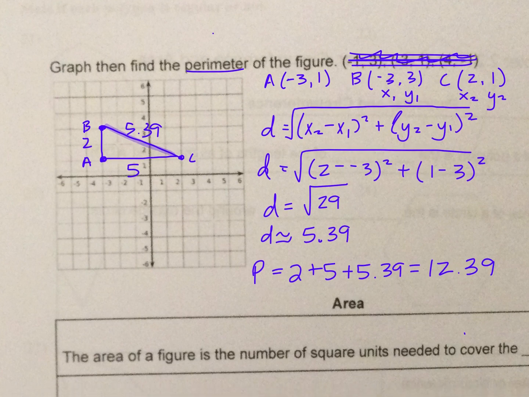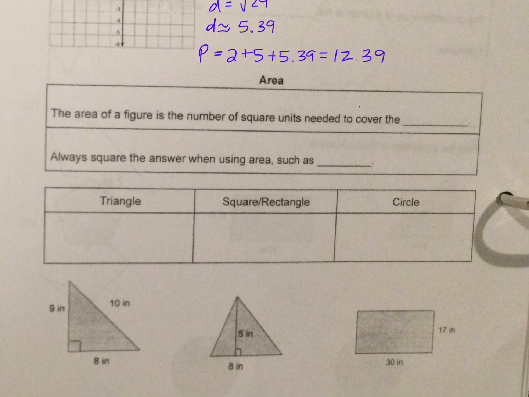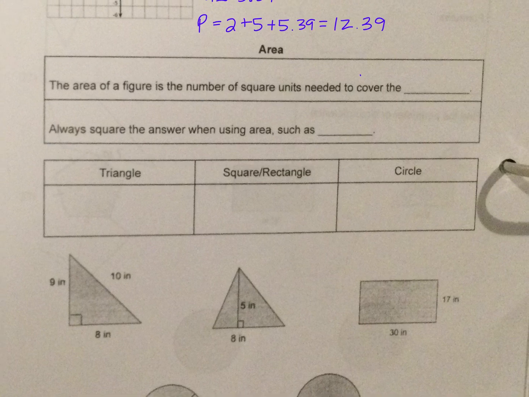Now we're going to switch gears. We have been talking about perimeter and circumference, and that is the outside border of a shape. Now we're going to talk about area. The area of a figure is the number of square units needed to cover the surface. S-U-R-F-A-C-E. I like to think of this as a blanket. How much blanket do you need to cover over the top? And whenever we're using it, we always square our answers. Inches squared, meters squared, feet squared.